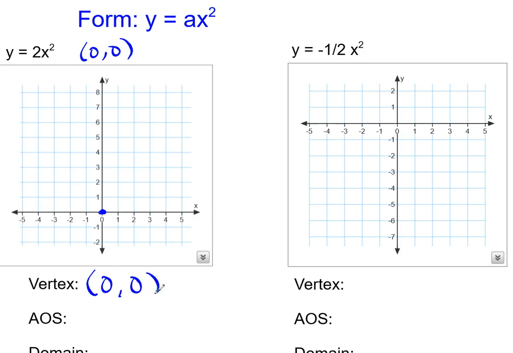We know that the axis of symmetry is the vertical line that goes through the vertex. So that line has the equation x equals 0. Then we need to graph our other points.